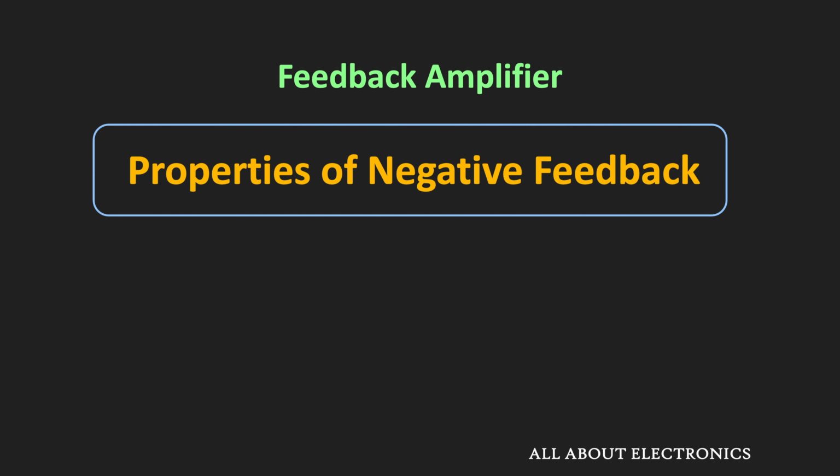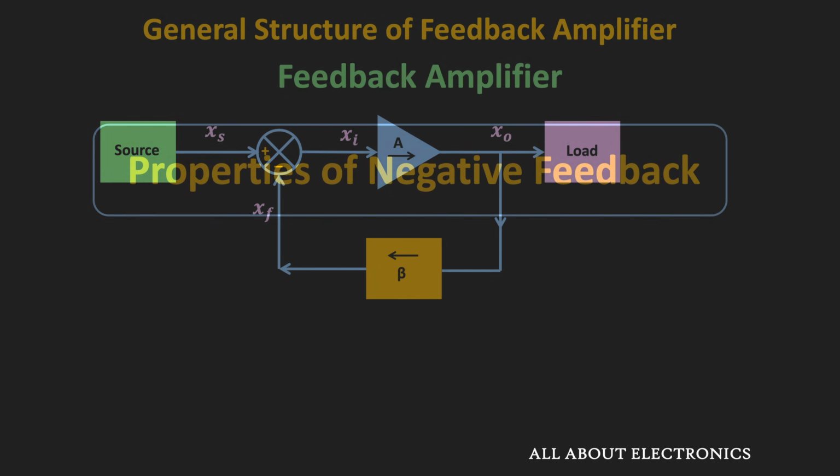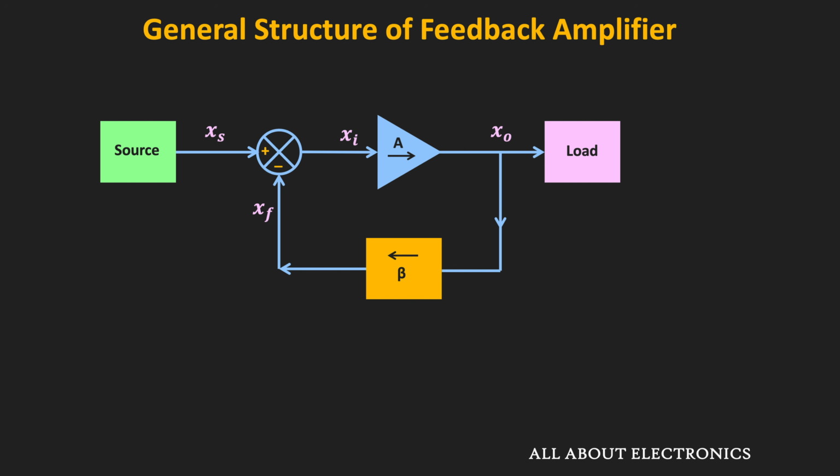So in this video, we will see the effect of the negative feedback on the amplifier in detail. In the previous video, we have seen the general structure of the feedback amplifier and we have derived the expression of the closed loop gain of the amplifier.